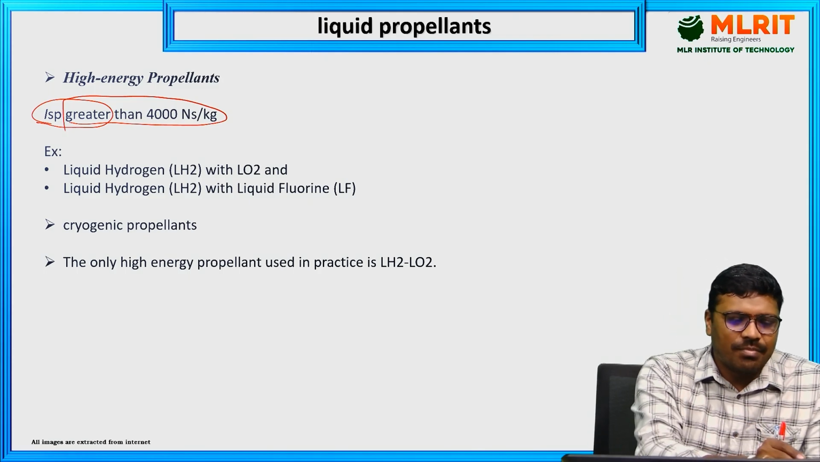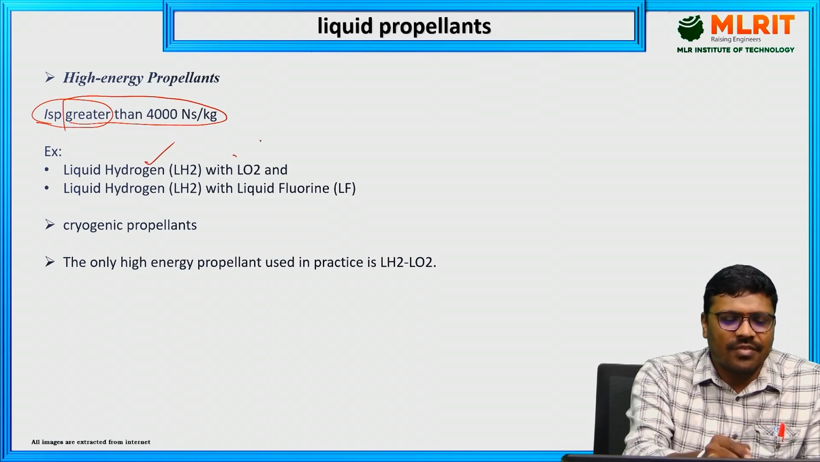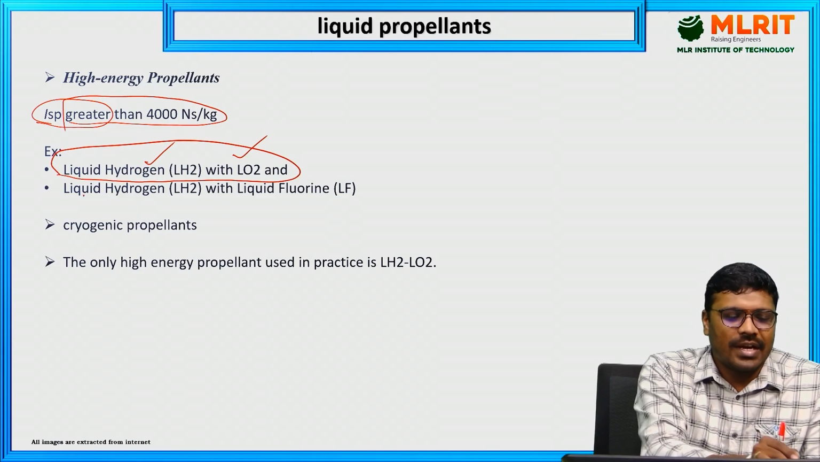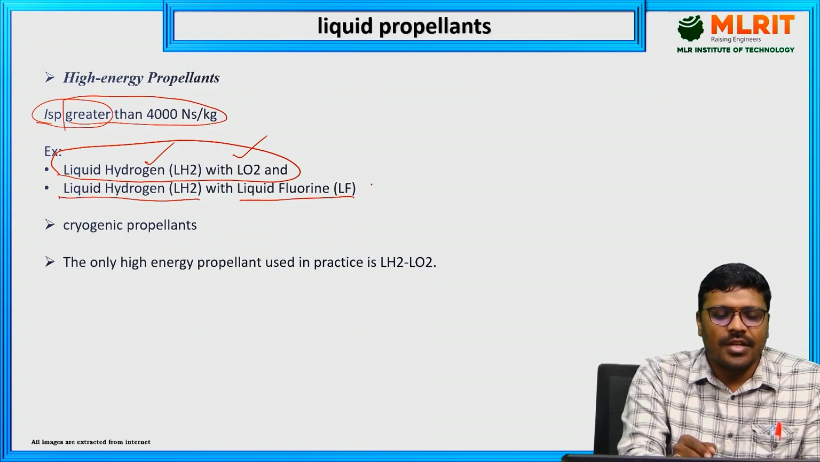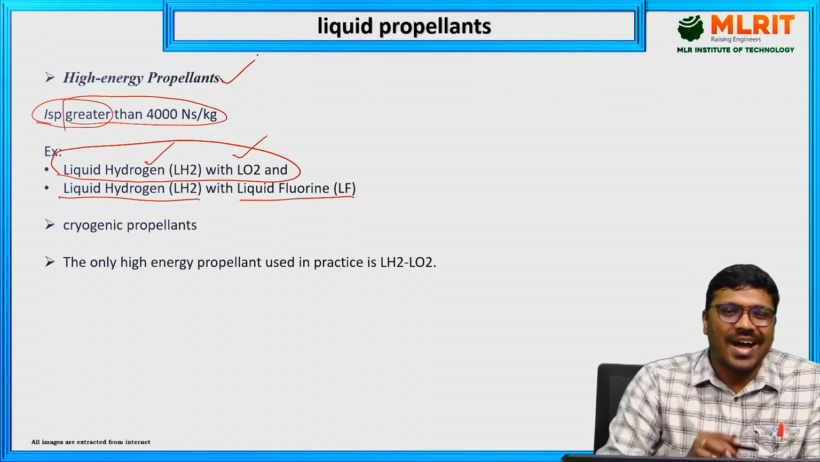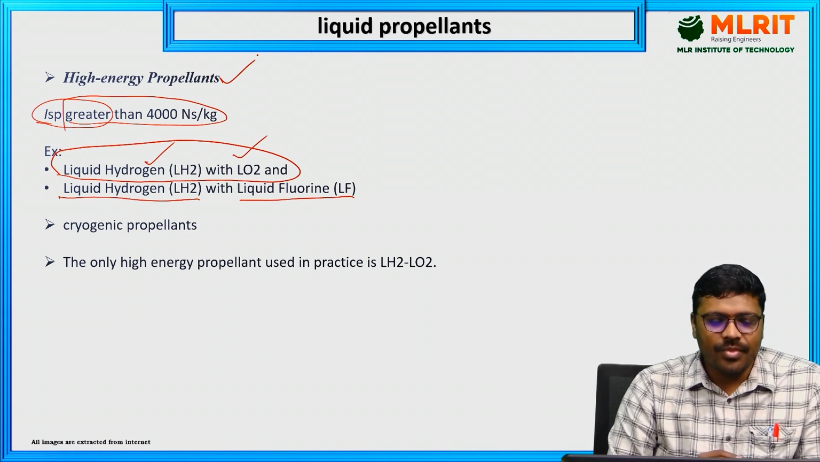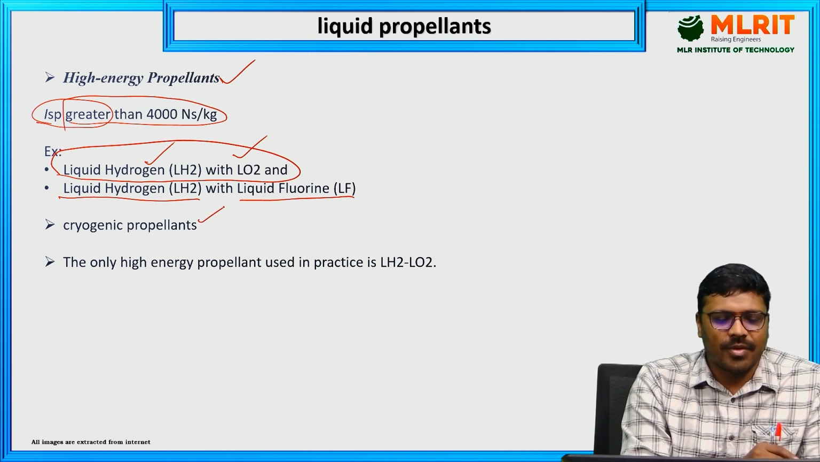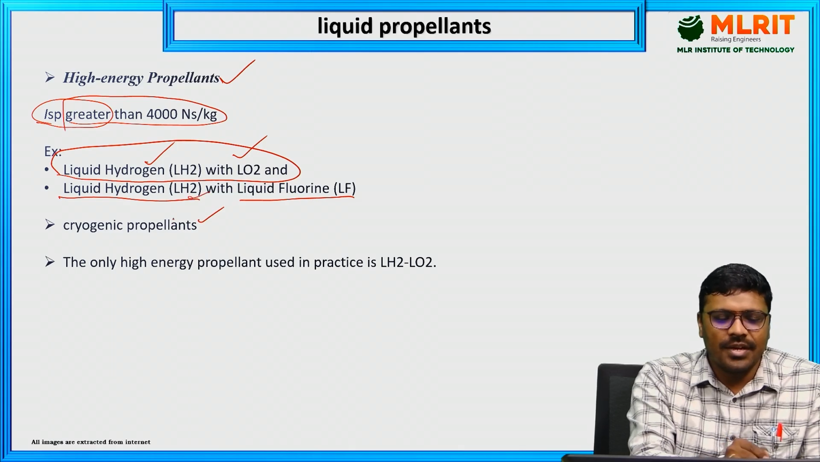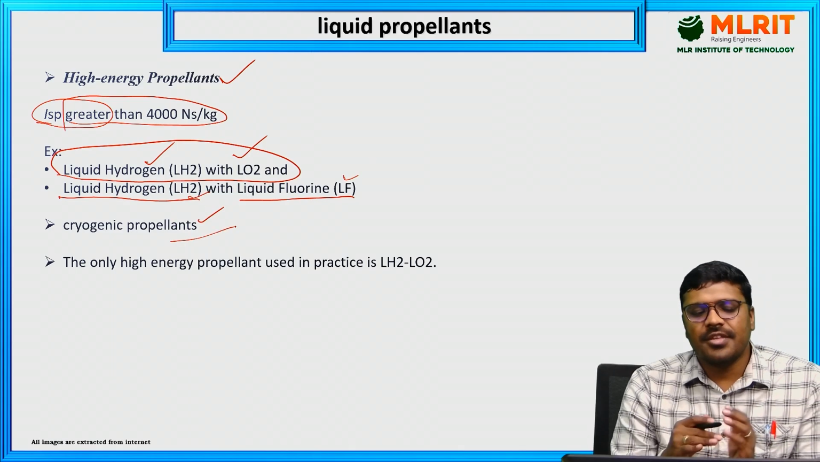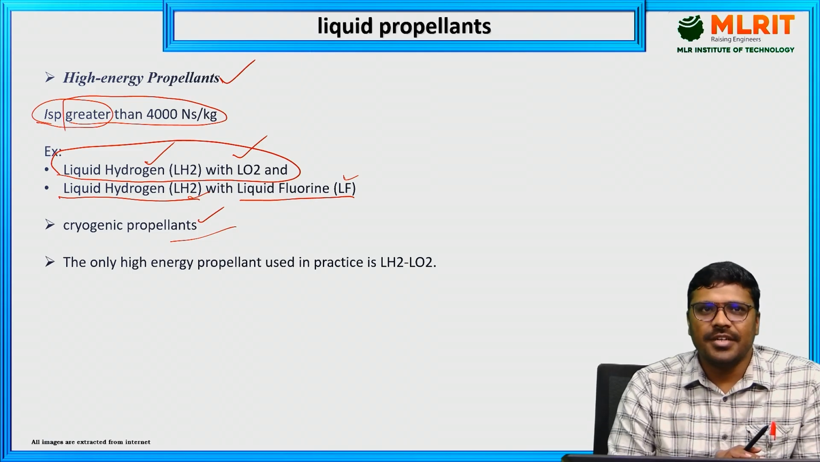Coming to the examples, liquid hydrogen with liquid oxygen. This combination is a high energy propellant, and liquid hydrogen with liquid fluorine is also one combination which acts as a high energy propellant. Liquid hydrogen and liquid oxygen means cryogenic propellant, and liquid hydrogen and liquid fluorine is also a cryogenic propellant. So cryogenic propellants come under high energy propellants.